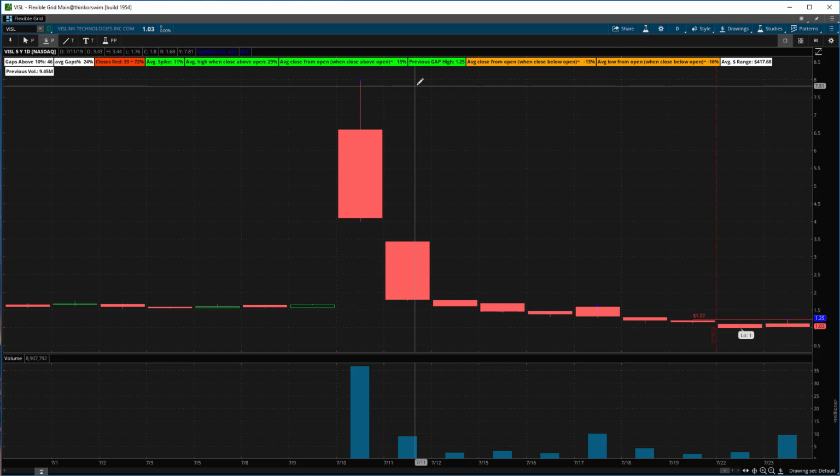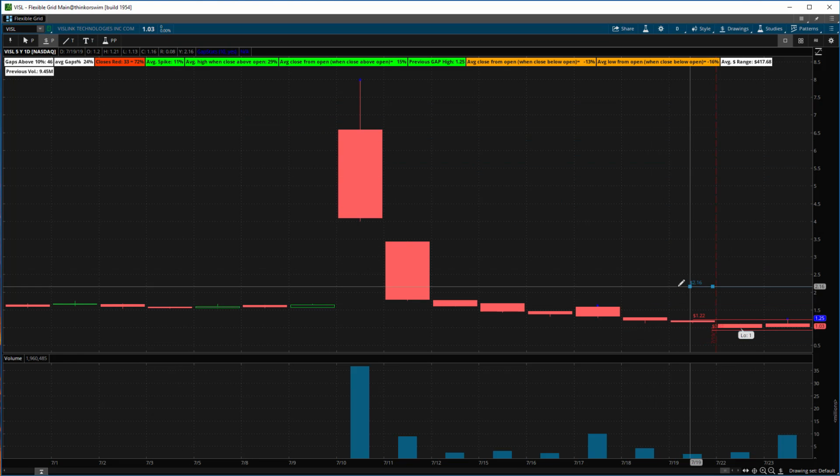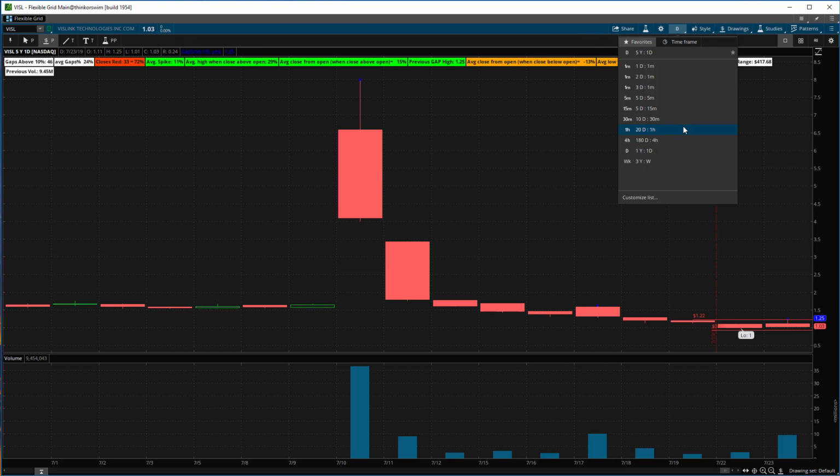So when it closes below the open, in all those 33 examples, the average low from the open was minus 16%. So minus 16% is 1.11 times 0.84, so 93 cents. It's right here, 93 cents. So this is the potential area we could see on yesterday.